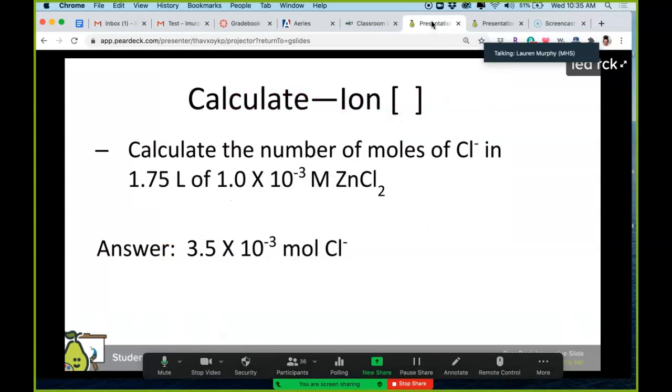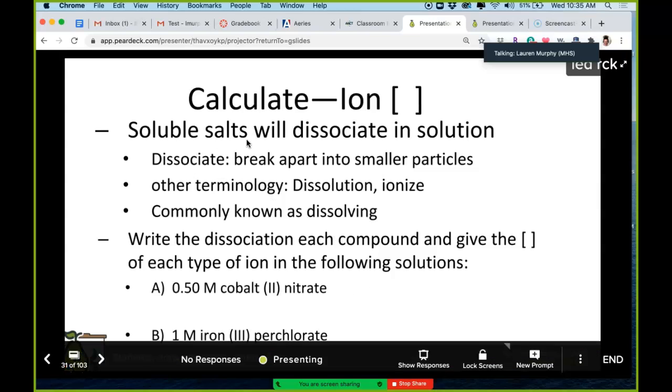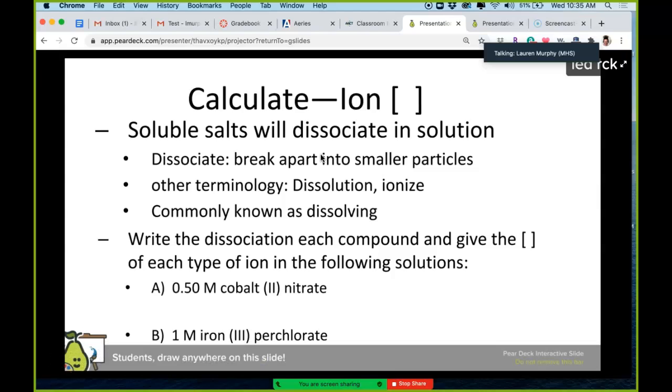Okay, let's keep going. So calculate the ion concentration for these soluble salts down here. Now remember, salts, all of these ionic compounds will dissociate, dissolve, ionize, break apart. Sometimes they even call it dissolution. Again, all of that just means dissolving or breaking apart into ions. So I'm going to do the first one with you, and then I'd like you to see if you can try the next one on your own.